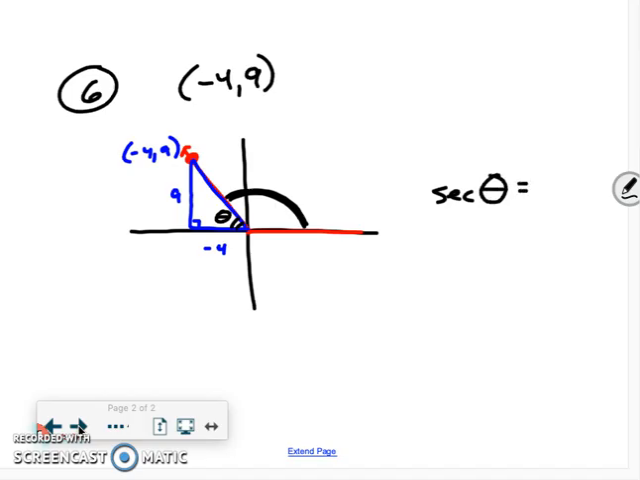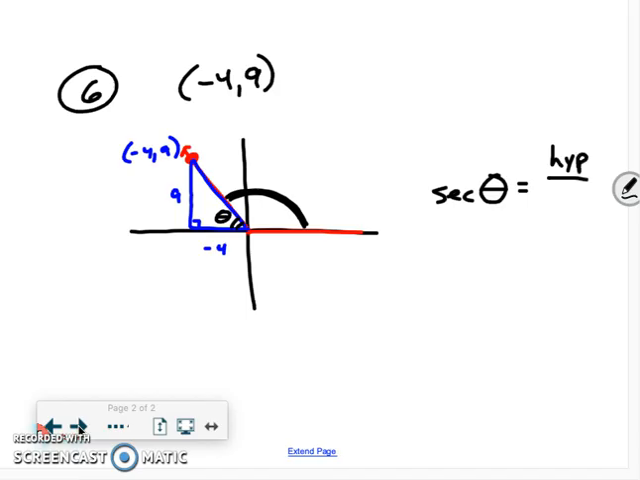I guess maybe we'll just back it all the way. What is secant the reciprocal of? Cosine. So what is cosine? What over what? Adjacent over hypotenuse. So what can we say that secant is going to be if it's simply the reciprocal of cosine? Hypotenuse over the adjacent. Good.